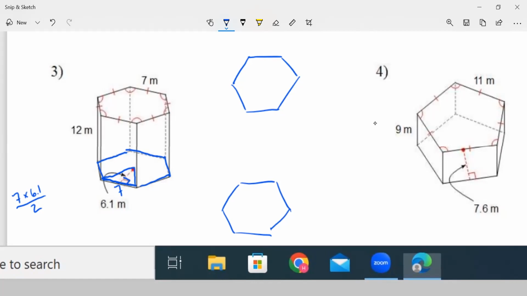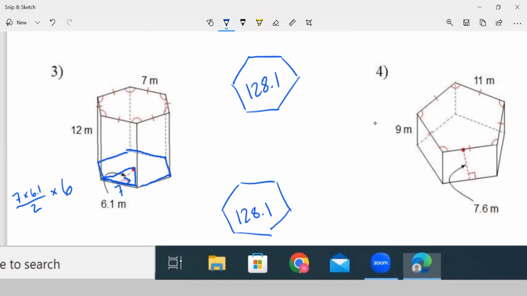And then for me to know the area of the whole polygon, I'm going to multiply whatever I get for the triangle by 6 because there are 6 sides. So I'm just going to grab my calculator. I'm going to go 7 times 6.1 divided by 2 and then times 6. So I get 128.1.